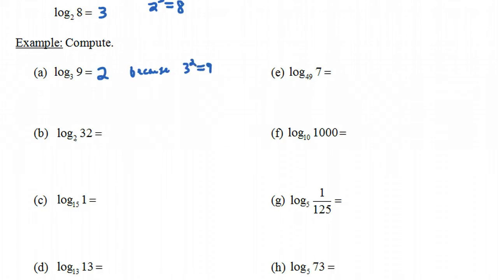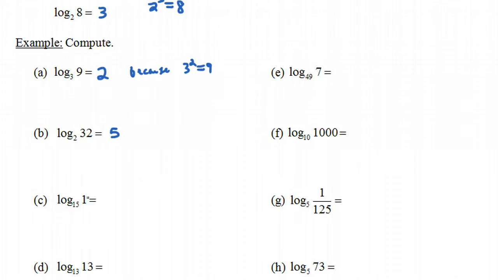Okay, log base 2 of 32. Well, the question is 2 to the what power equals 32? Well, 2 to the 1 is just 2. 2 squared is 4. 2 cubed is 8. 2 to the fourth is 16. 2 to the fifth power, though, is equal to 32. Okay, so our answer is 5 because 2 to the fifth is 32.